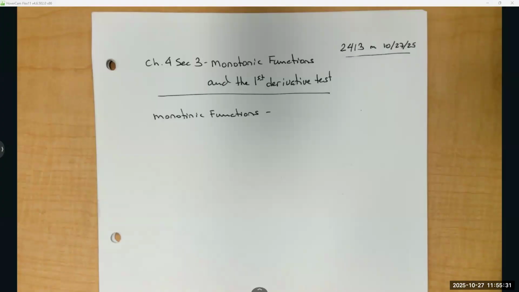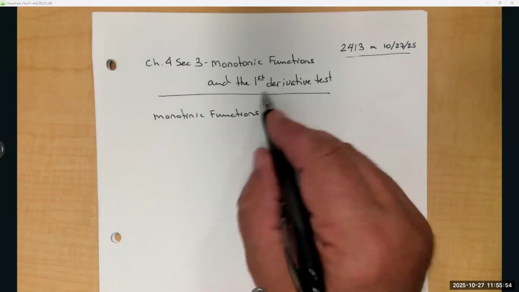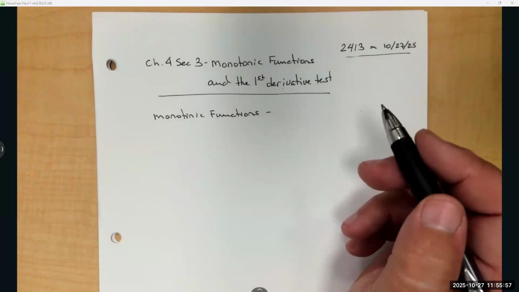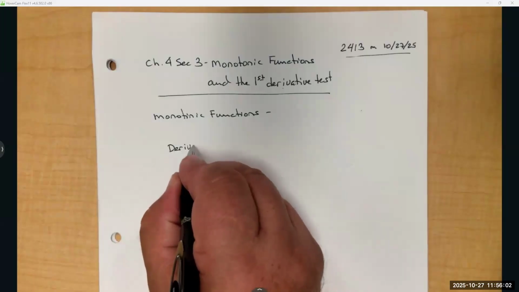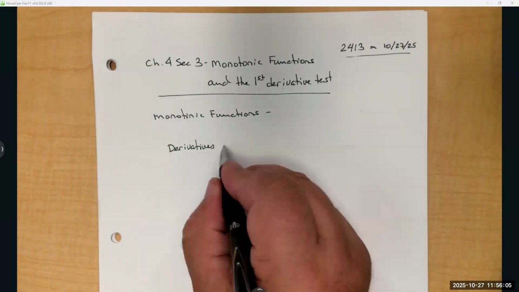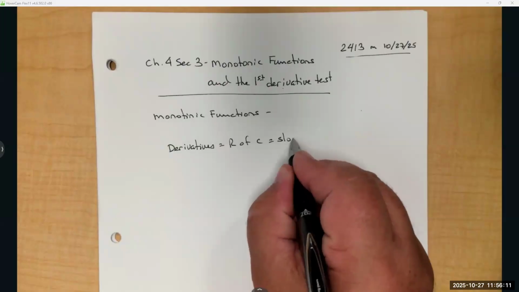Monotonic. Well, think if you have a monotonic sound, a voice, that's a voice that doesn't change. It's constant. When we talk about monotonic functions, that means functions that are doing the same thing. In this case, because now how it relates to derivatives. Derivatives define what? Since derivatives are rate of change, it also more so means slope.